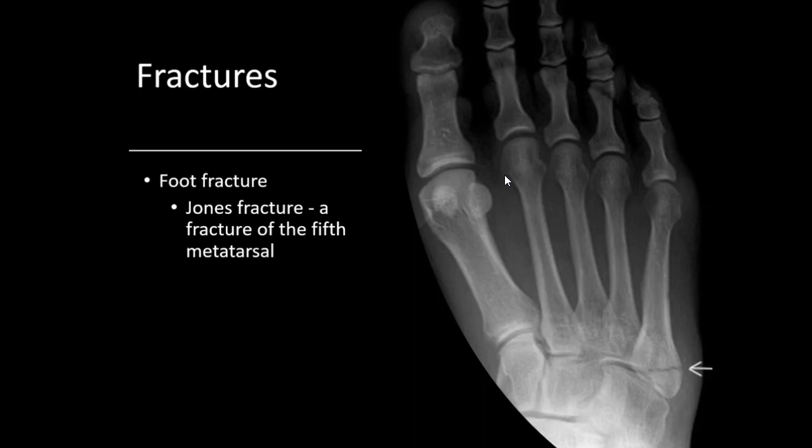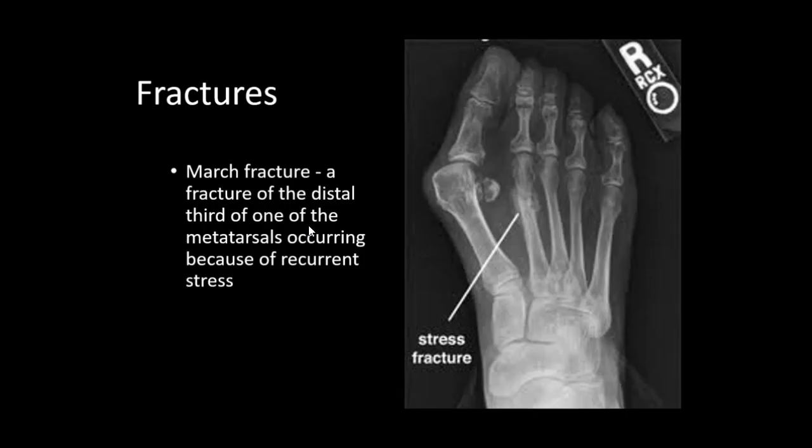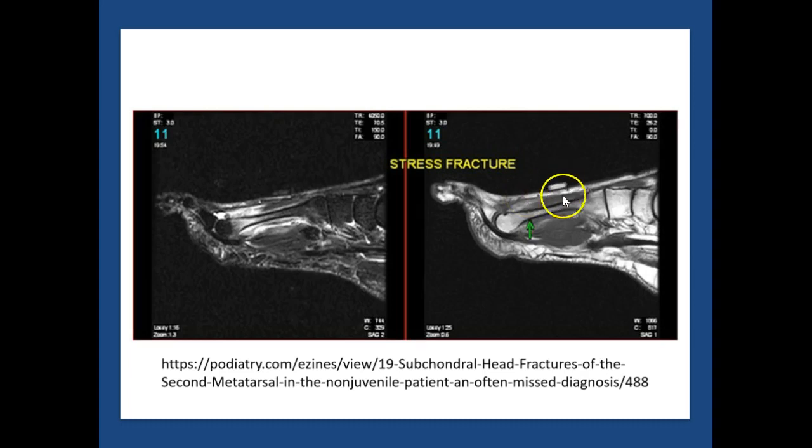March fractures, so we have Jones fractures right there, so the base of the 5th. We always want to catch that on an x-ray or an MRI. You want to make sure you get that on there so that you can see if there is a fracture. And we have March fractures. You can see the remodeling of the bone, so this is the bone healing, so you know that there's a fracture there. So stress fractures, you can see all the brightness of the fluid, so you know that there's a fracture or some kind of trauma there.